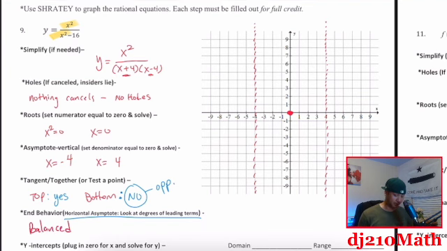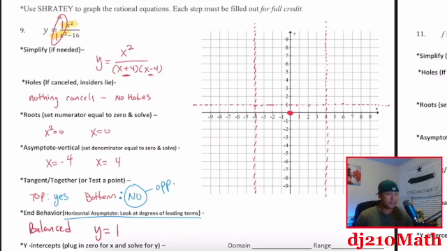And when it's balanced, we take the ratio, the fraction of the coefficients, the front numbers. So it's understood that there's a 1 in front of x squared. So y is equal to 1 over 1, which in this case is just 1. So the horizontal asymptote is at y equals 1. There it is.